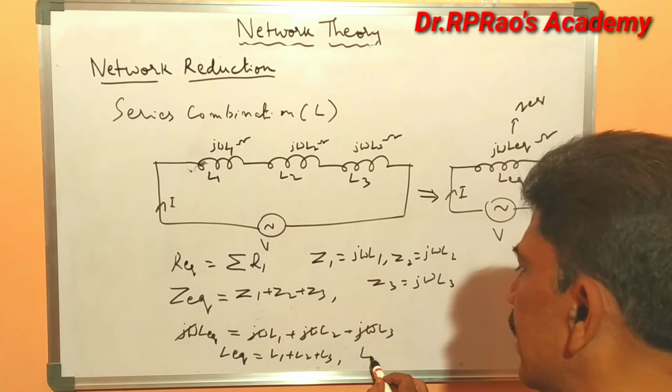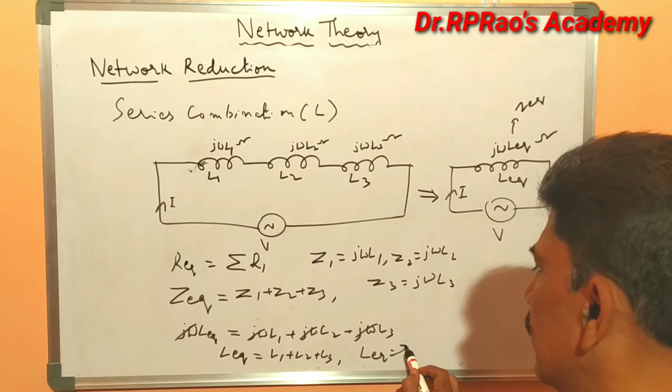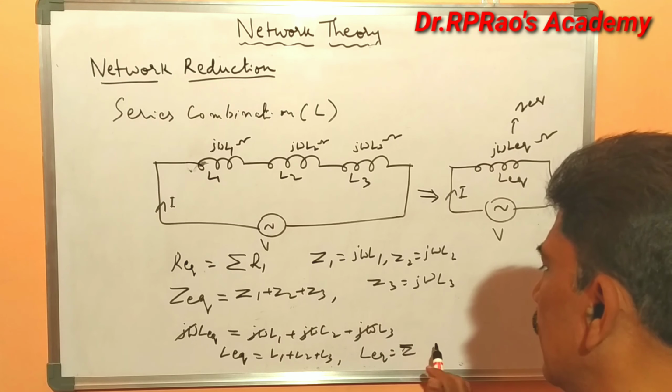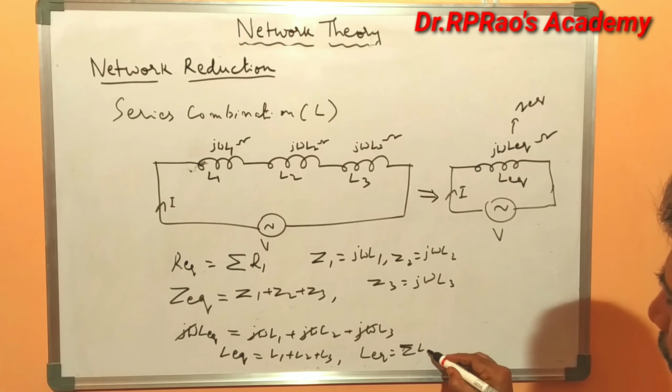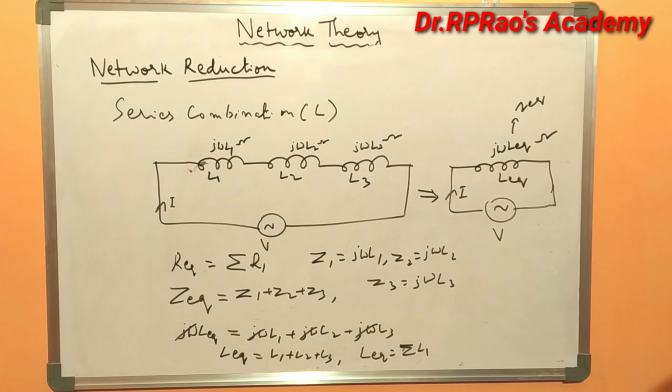So we can generalize like this: L equivalent is equal to sigma Li. For series combination of inductances, L equivalent is equal to sigma Li.